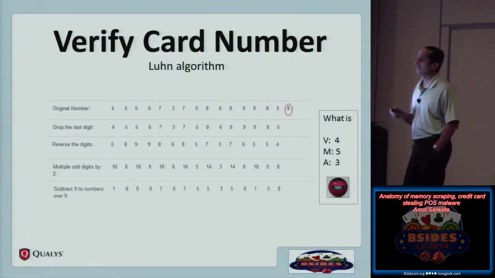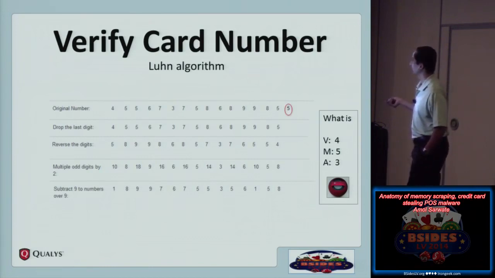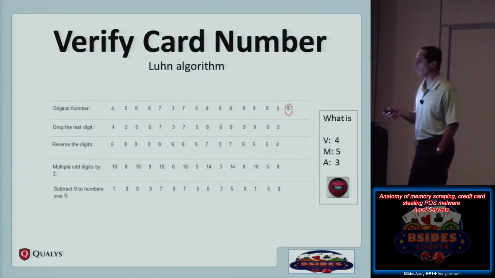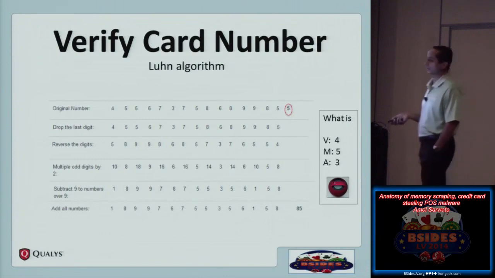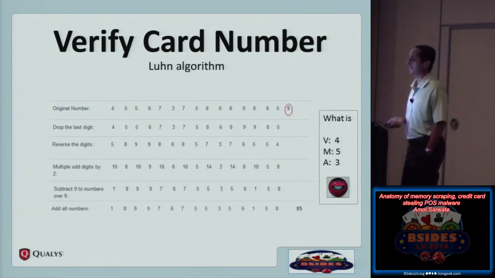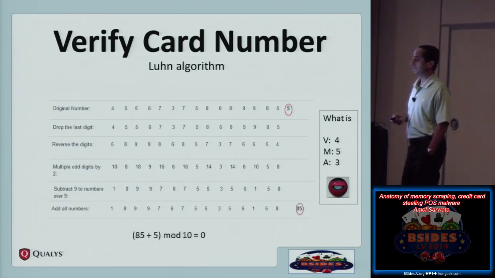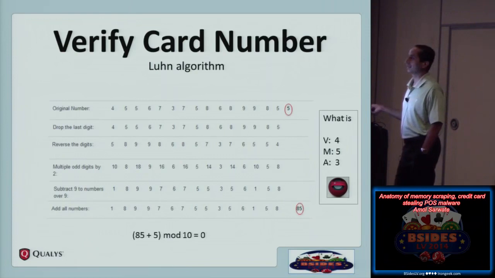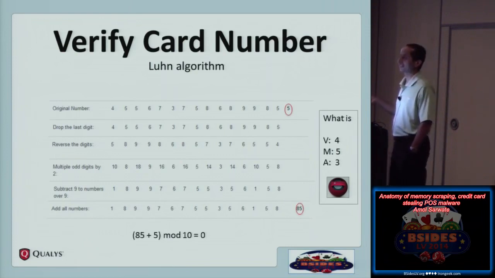Then you subtract 9 if the number is greater than 9. So 10 is greater than 9, you subtract 9, you get 1. This is not greater than 9, this is greater than 9, so you subtract 9 from it again. And you do that for all numbers. And then you add all the numbers together. And in this case you got an 85. And the verification is that if you add 85 to the number that you dropped and you do a mod 10 of it, you should get a 0. And if you get a 0, then that's a valid credit card number.